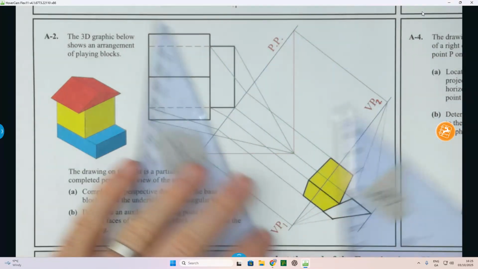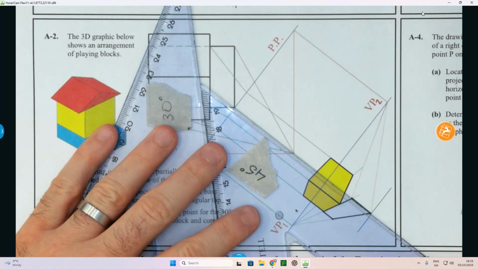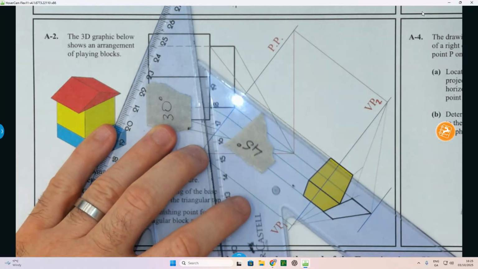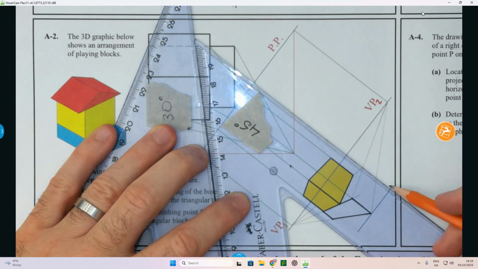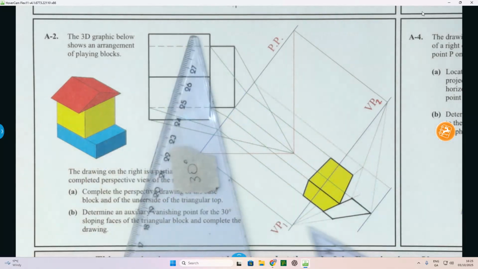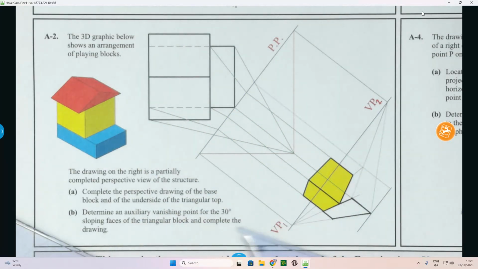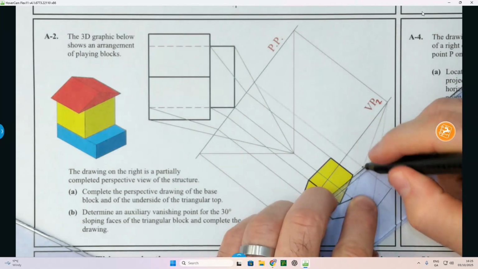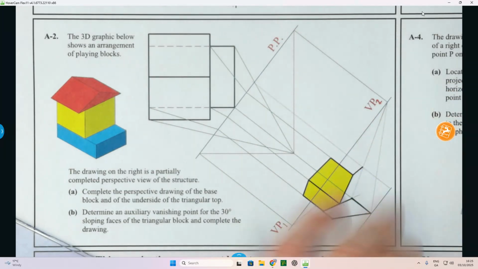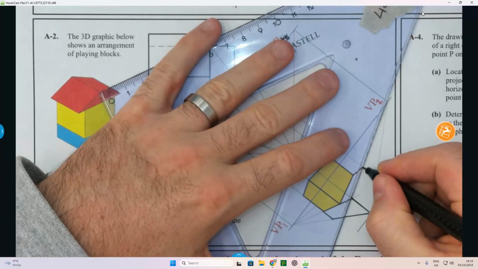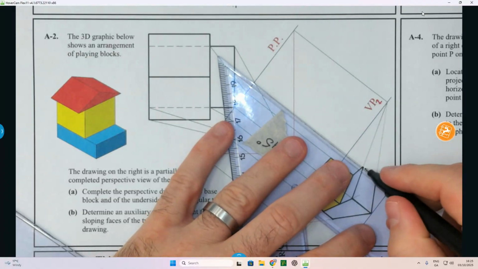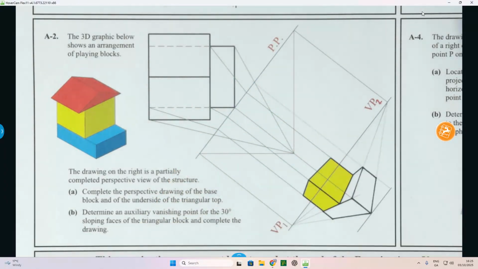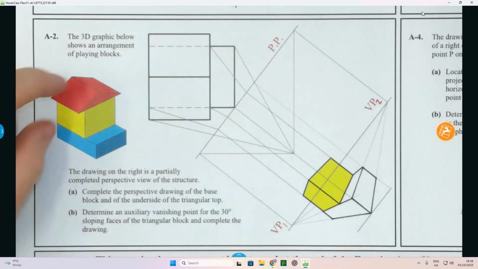Now, we'll test that, just to see what my accuracy is like. And see how we're doing. Not too bad. A little bit out maybe. And there we go. Okay, so that's not too bad. Right, let's heavy that in. We've done the blue block. Okay, now that I've done the blue block, we'll move up to the underside of the triangular prism on top.